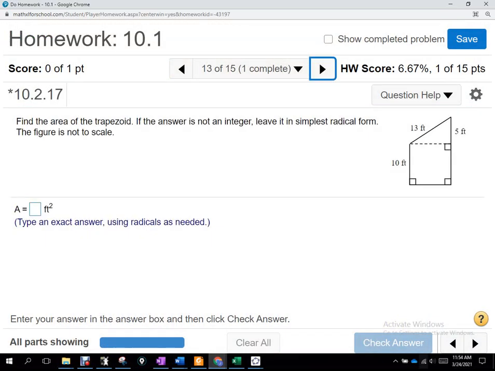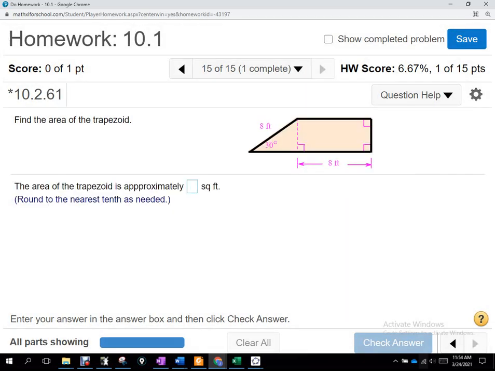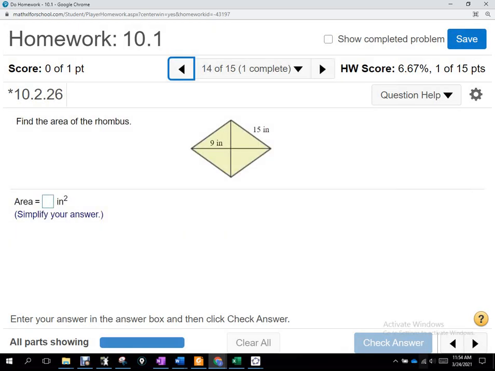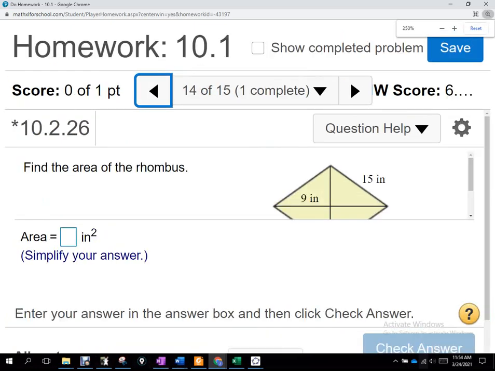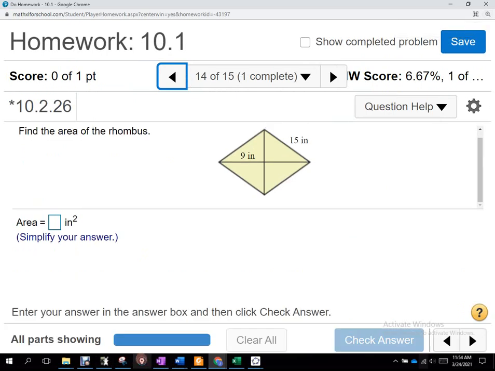Yep, we do that one in class. That's one of the examples. So what do you know about a rhombus? All sides are the same. Diagonals do what? Diagonals are perpendicular. What else about diagonals? They bisect each other, okay?